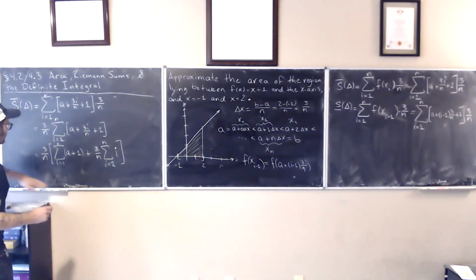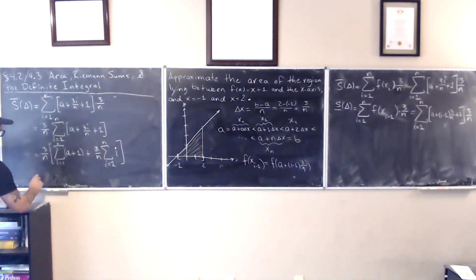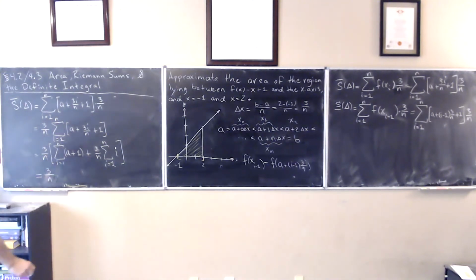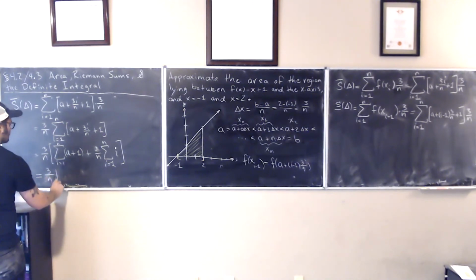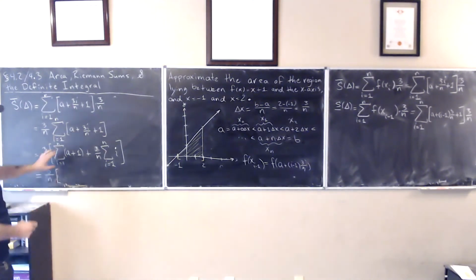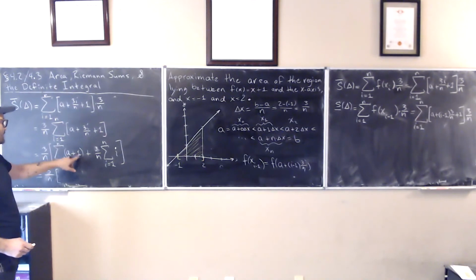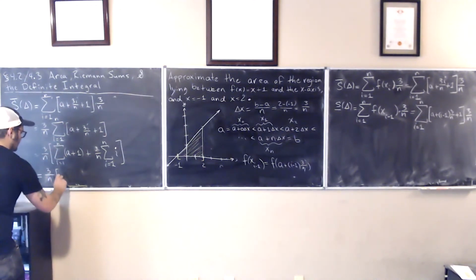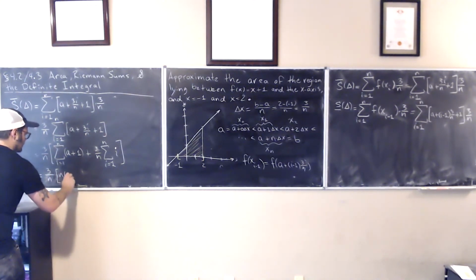Okay, so what does this become? 3 over n times, so this sum, there's no i, so you're just adding that n times. So it's times n times a plus 1.